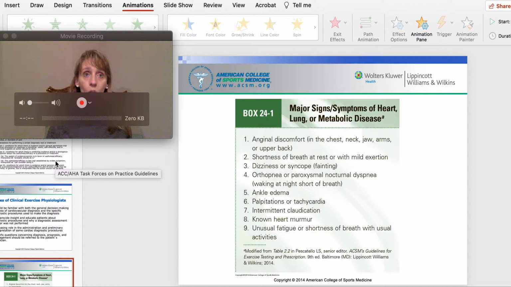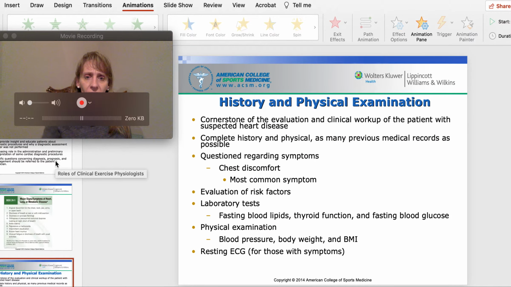That's a fancy name for leg pain, right? Sharp pains in the leg. Known heart murmur. Has anyone ever told you you have a heart murmur? So when you put your stethoscope on, you know what you're listening for. And then any other type of unusual fatigue, shortness of breath with activities, any of that stuff.